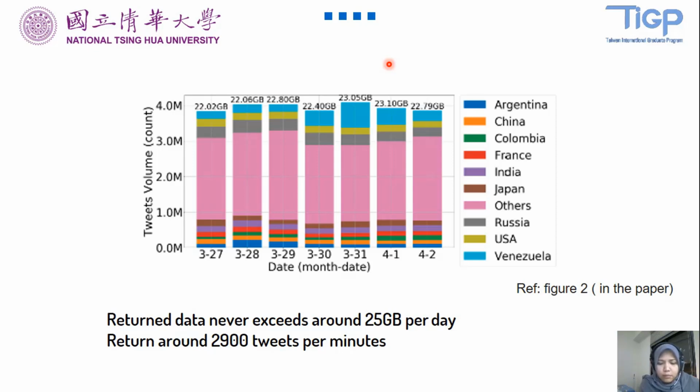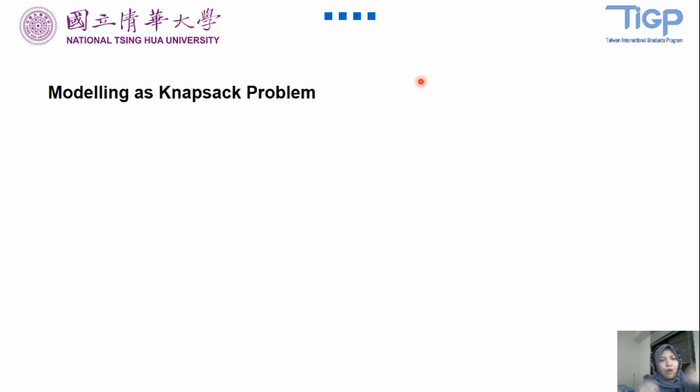And as the figure shows, the volume of data obtained, they searched about 195 country names for over a week, and they observed that there is a wide variation in tweets from specific countries, and still the total volume of tweets remained between 22 GB and 23 GB, and never exceeds more than 25 GB in a day. So we can conclude that Twitter has limitations, so they have to think about how to minimize this limitation. So they model this problem as a knapsack problem.